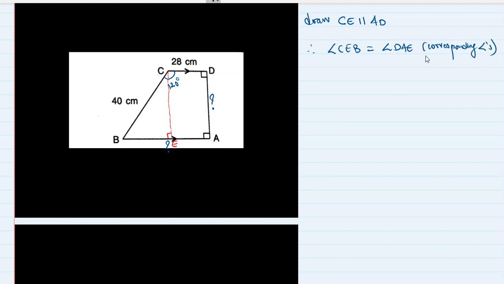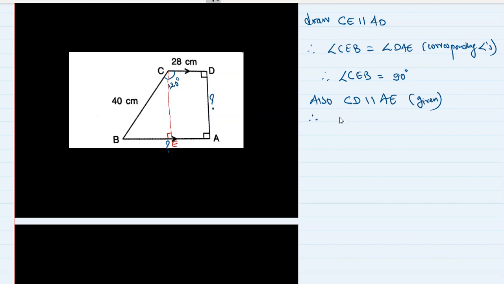Corresponding angles. Angle CEB is equal to angle DAE, corresponding angles. Therefore, angle CEB is equal to 90 degrees. Also, CD is parallel to AB or AE. It is given.